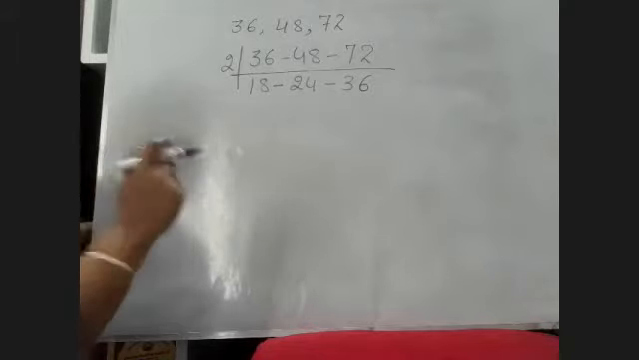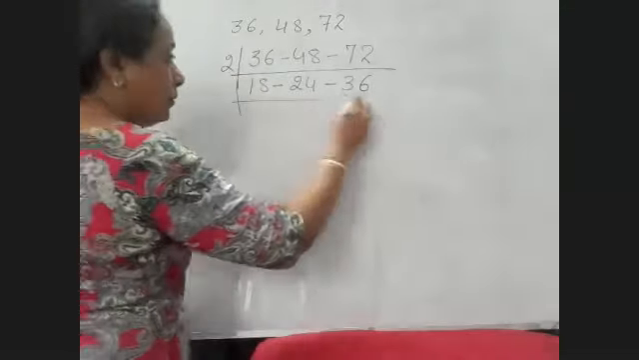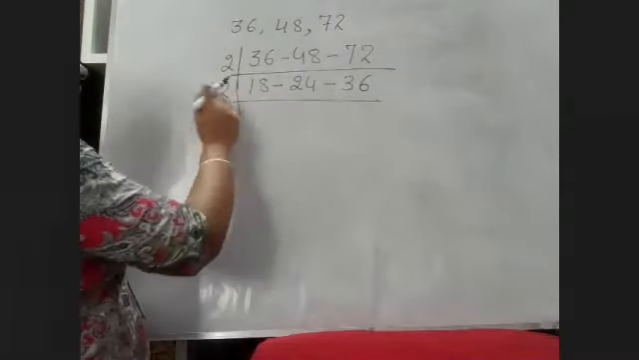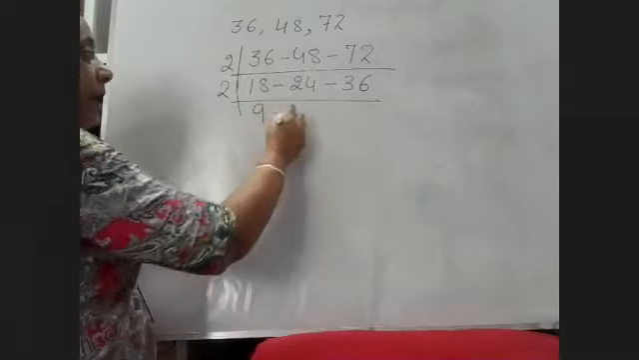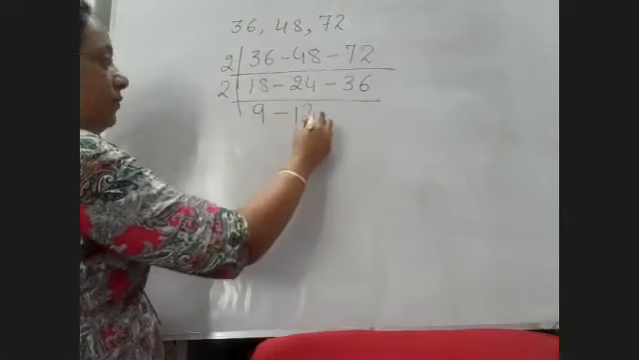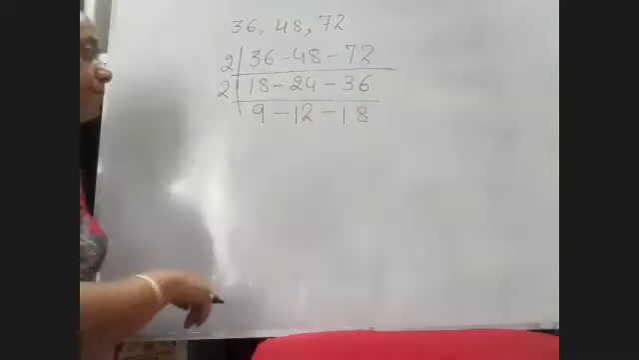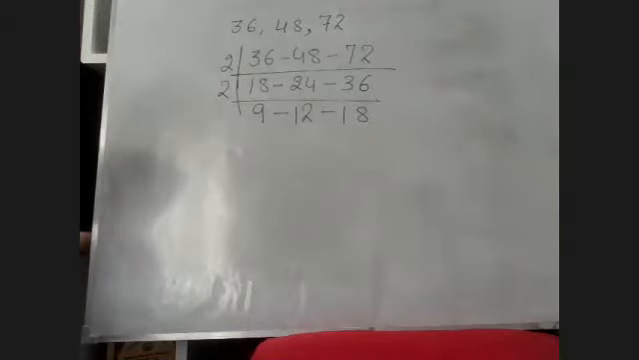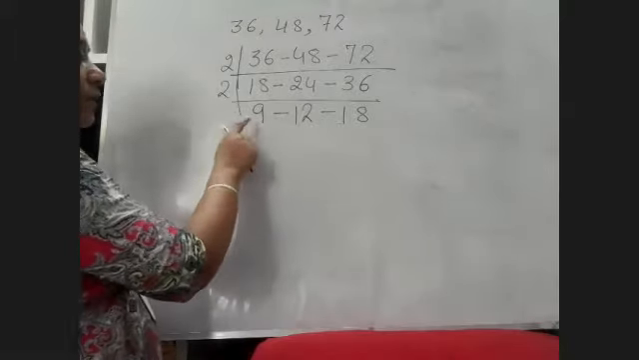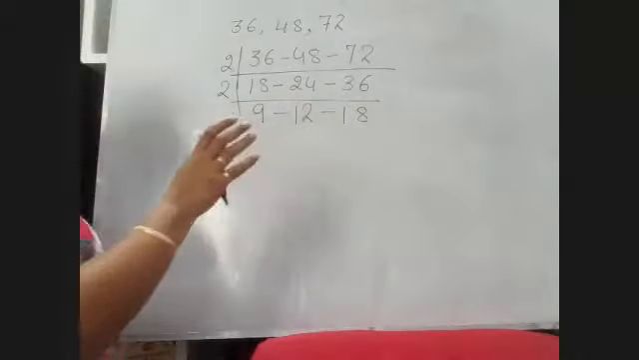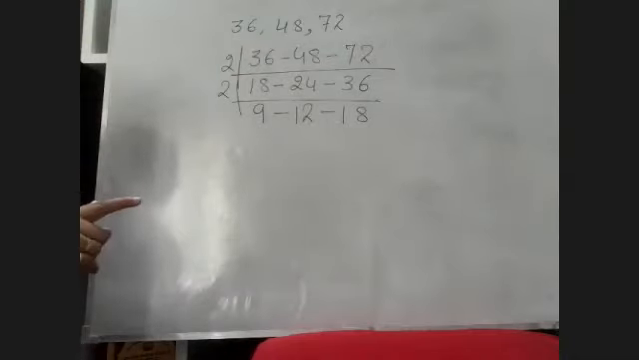So once again, divide by 2. 18 divided by 2 is 9. And 24 divided by 2 is 12. And 36 divided by 2 is 18. Yes, students? Now, in the next, third step, we get the numbers 9, 12, and 18. Now, students, 12 and 18 are even numbers, but 9 is an odd number.